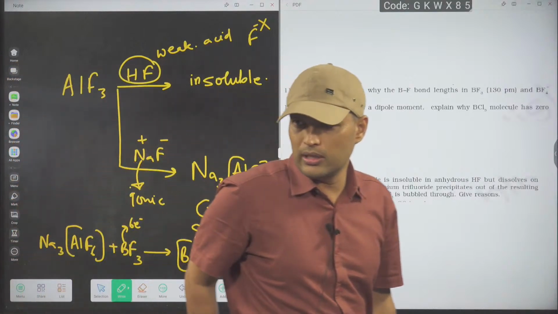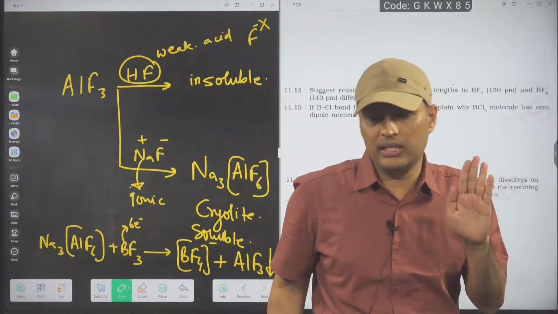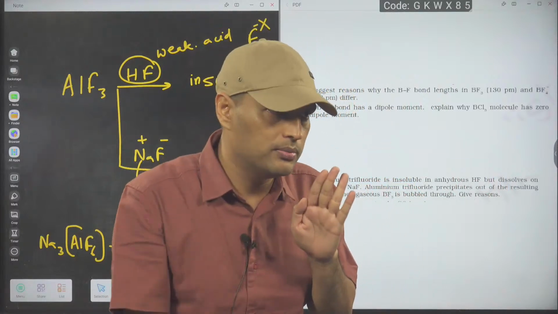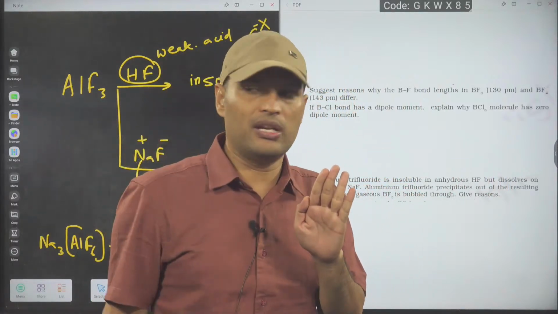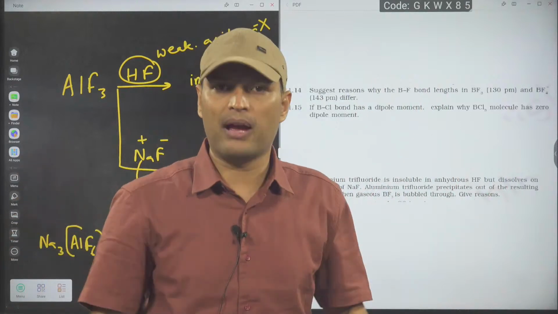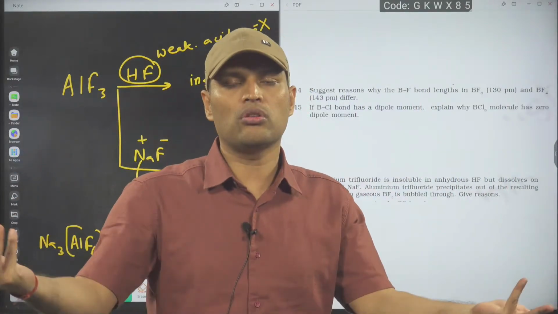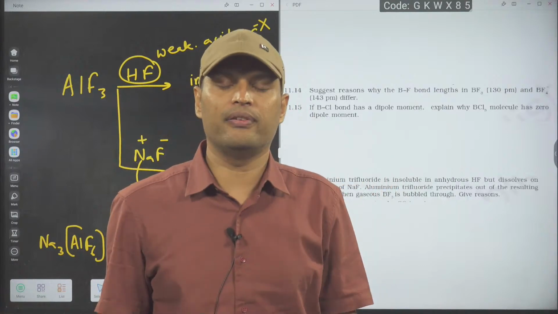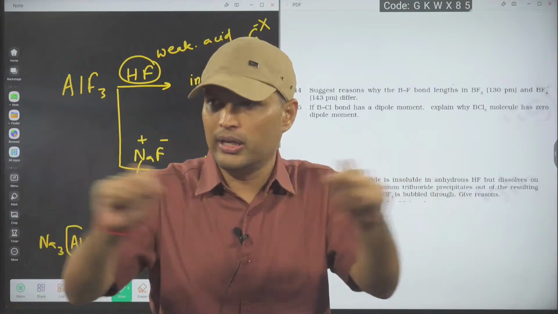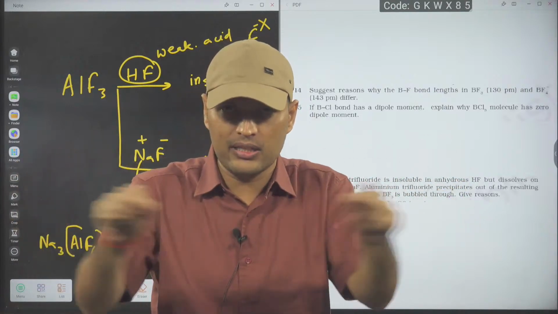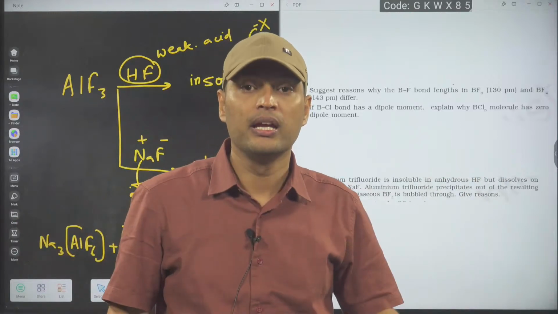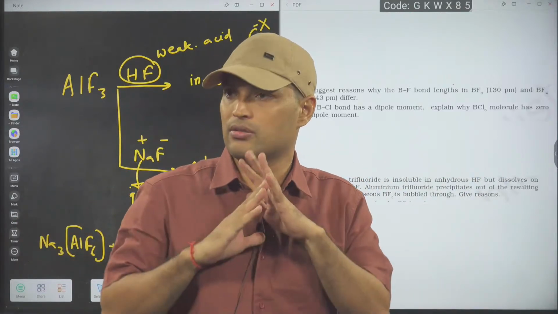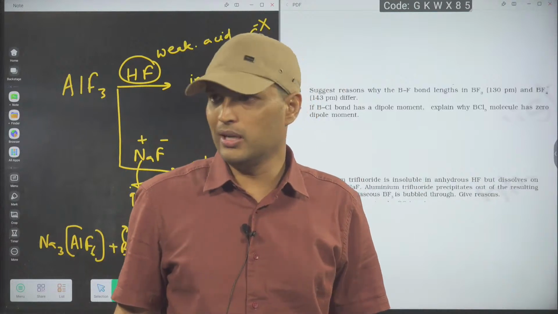What is the conclusion? AlF3, if it forms a complex, it will become soluble. I added HF, which does not give F minus, weak acid, no solubility, insoluble. But when I put in NaF, an ionic compound, Na plus F minus, it will form a complex Na3AlF6, soluble. Happy?